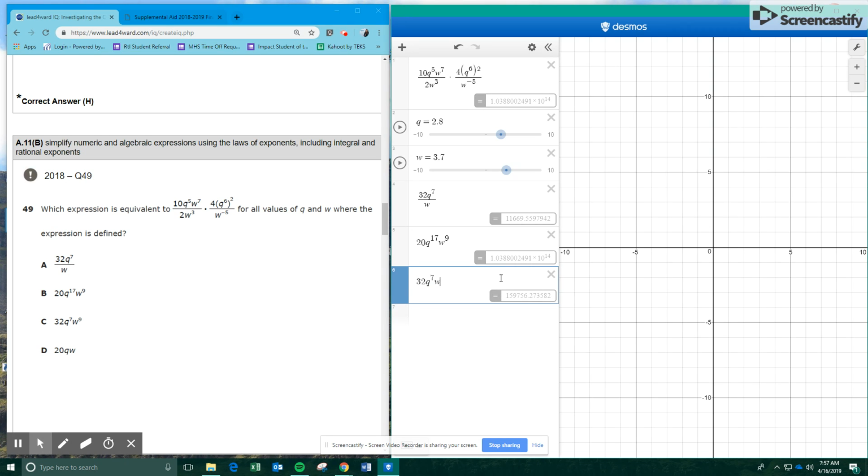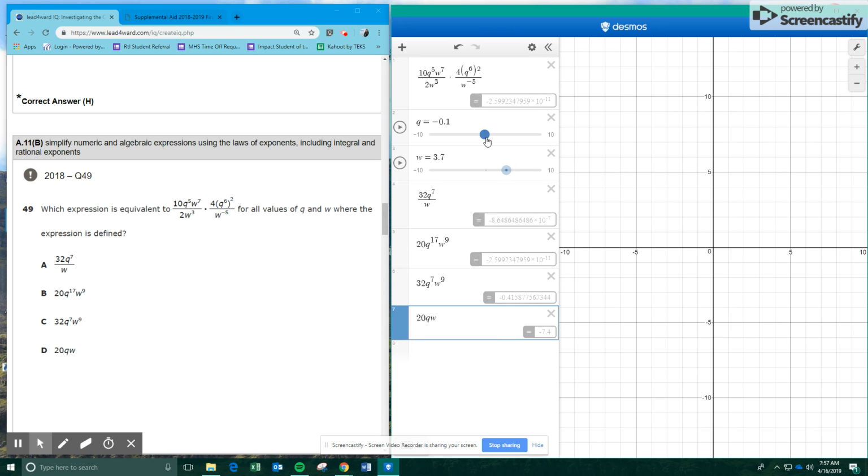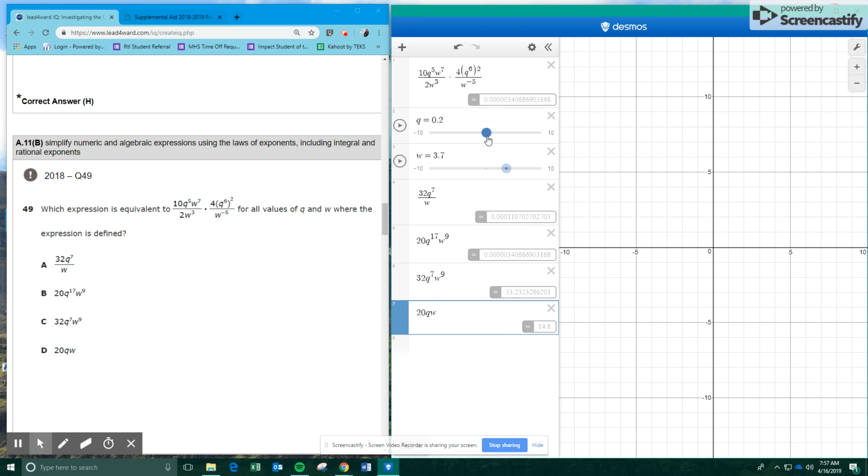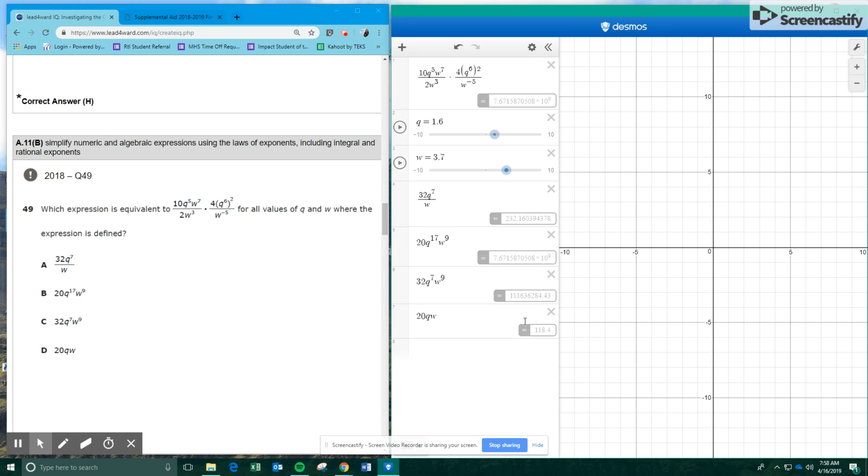32q to the 7th, w to the 9th. Those are not the same number, even though they're very large. And this is 20q to the w. Yeah, this is not right either. And if I picked any number on here, do you see how the numbers would be changing along with me? And every time, no matter what, answer choice B is going to be evaluated to be the same. So it does not matter what you pick for Q and W, as long as you don't pick 1 or 0, because sometimes weird things happen with those numbers.